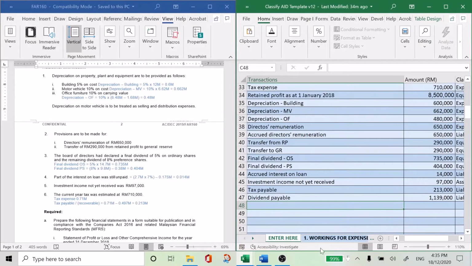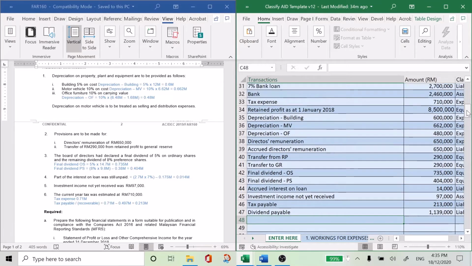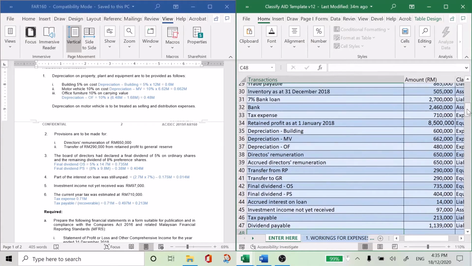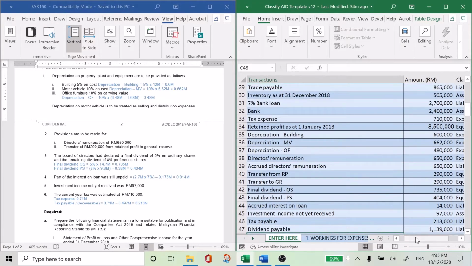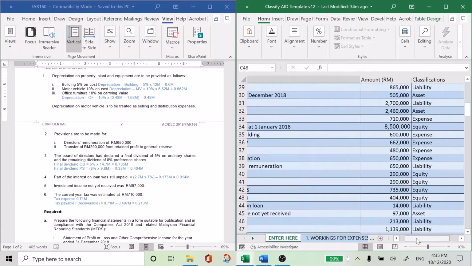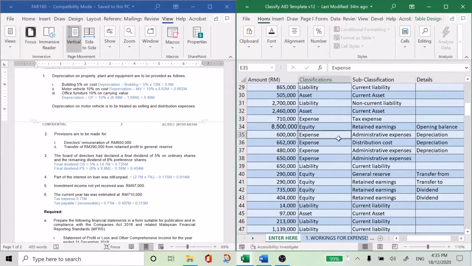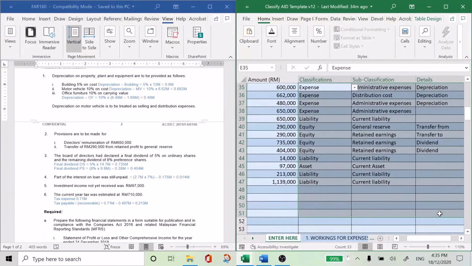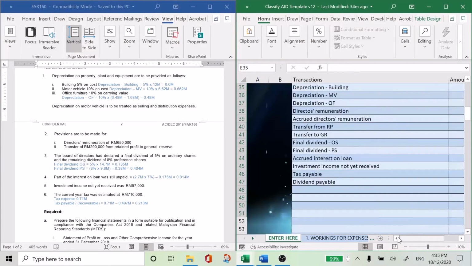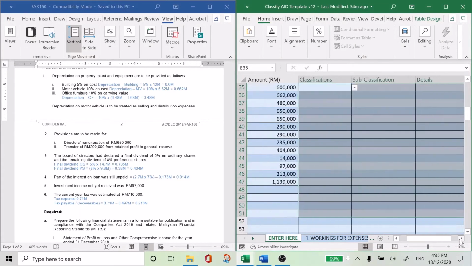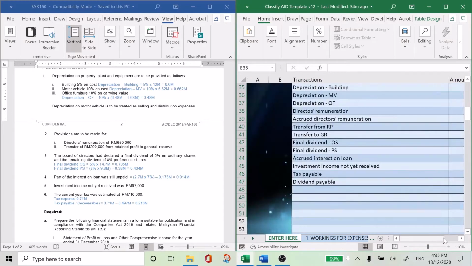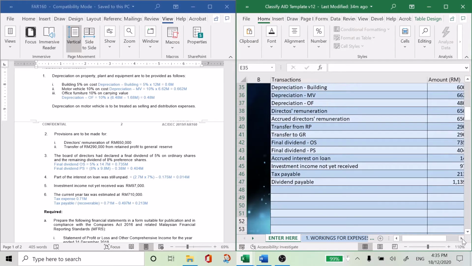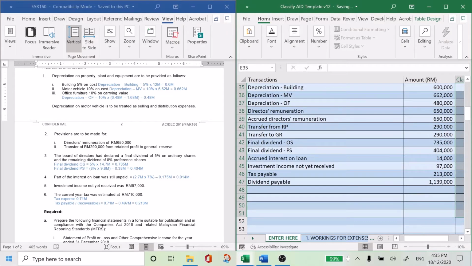I have actually prepared the answer, but maybe I need to delete it first so that we can do it together on this part. Similarly, when you transfer the items from trial balance, we're going to do the same thing from the adjustment.